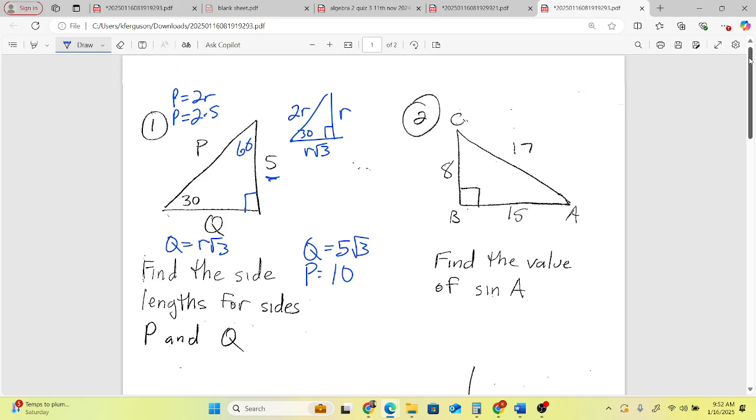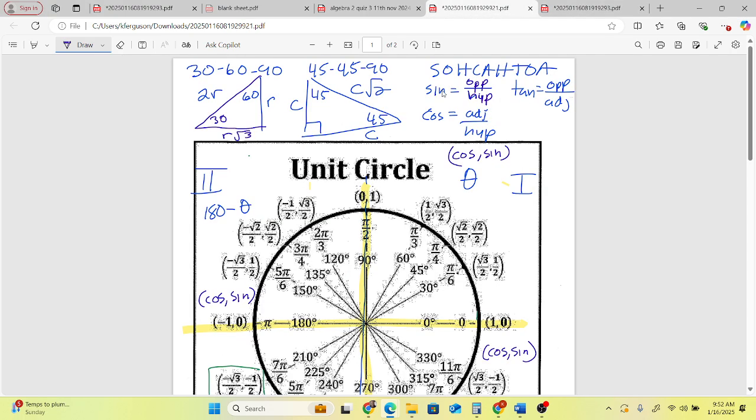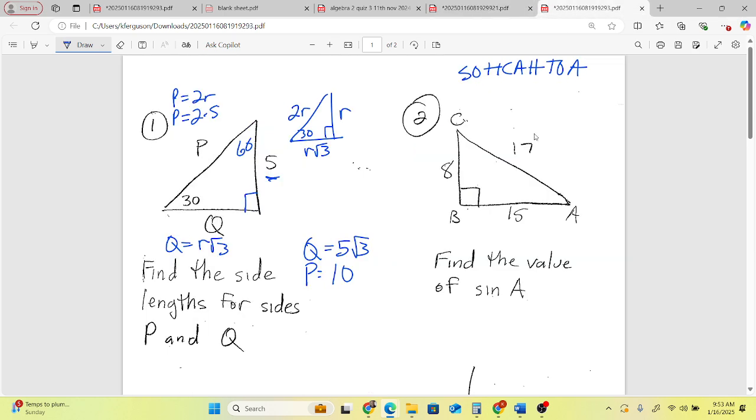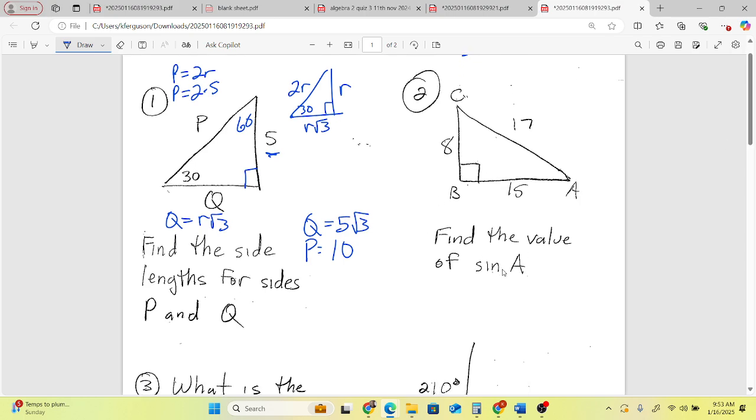So with this next one, we're looking at SOHCAHTOA, right? If you write it up here, sine is the opposite side length divided by the hypotenuse. Cosine is the adjacent side length divided by the hypotenuse. And then tangent is the opposite side divided by the adjacent side. So how does that relate to what I got? Well, we find a point of reference. In this case, we're looking for sine of A. So that means this is my point of reference.